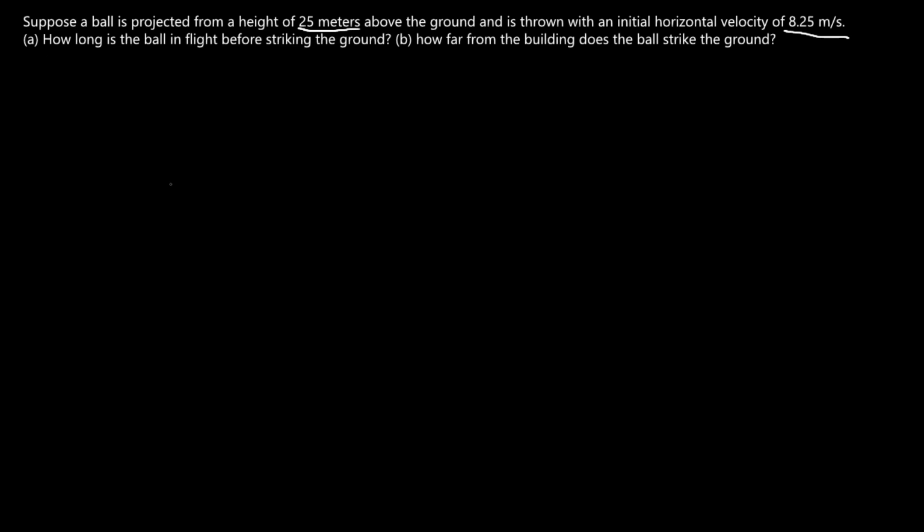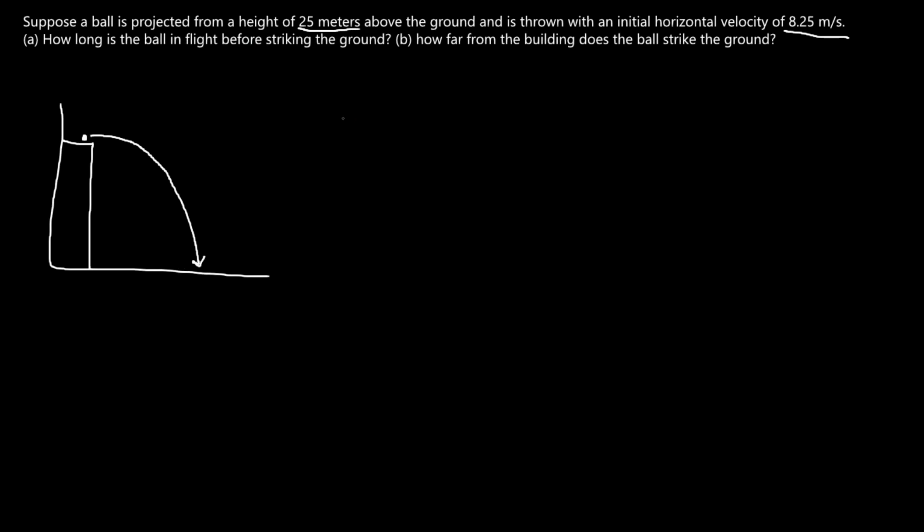First, let's illustrate what is happening here. The ball is 25 meters high, so let's say it falls from here. And then it is thrown with a horizontal velocity, going like that, and then it slowly goes down until it strikes the ground. So it will look something like this. Simple, right? Let's just draw that to represent 25 meters. And now we're trying to figure out the time it takes before it strikes the ground.